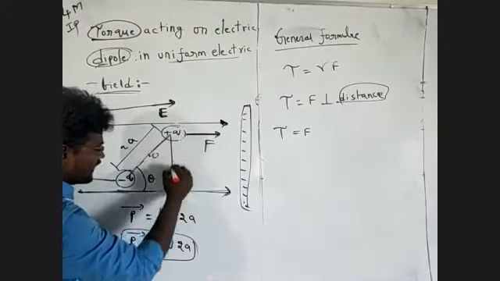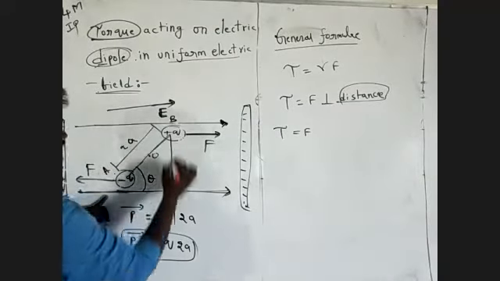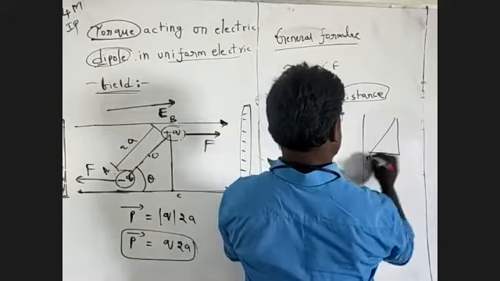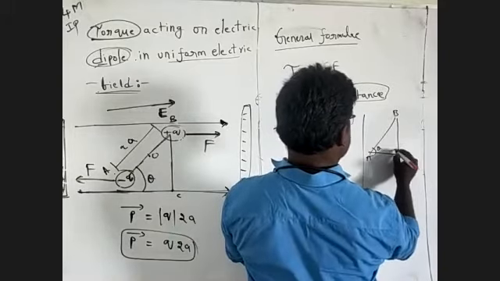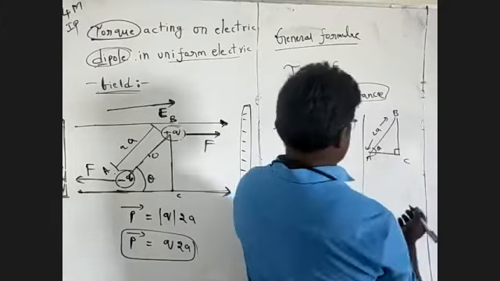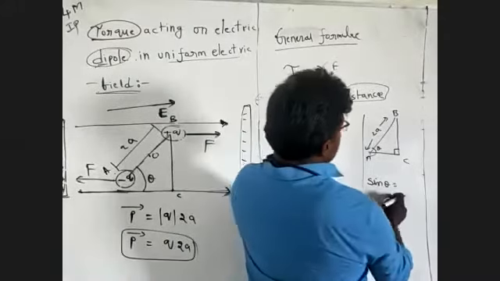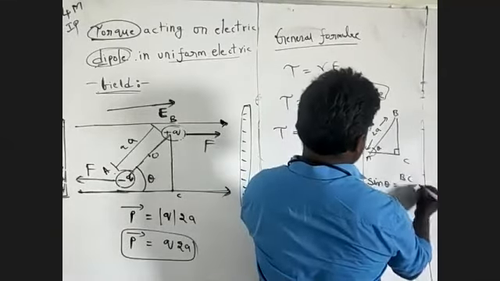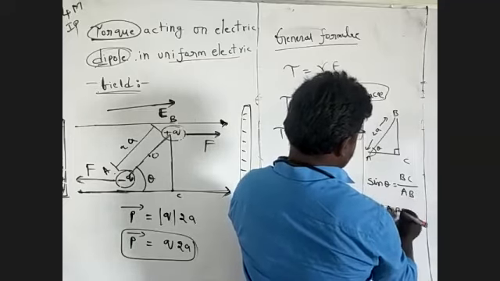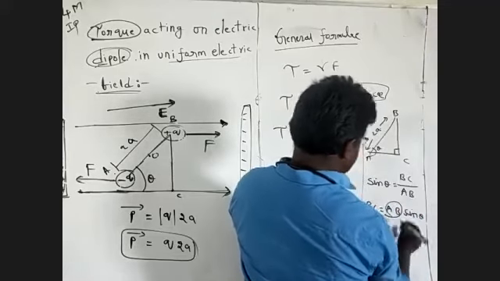I'm joining the line. This is point A, this is point B, this is point C. I'm taking points A and B. Now the angle theta here is 90 degrees. The distance between them is 2A. Now sin theta is equal to opposite over hypotenuse, which is BC by AB. I want the opposite side BC, which is AB into sin theta. So BC is equal to AB, which is the 2A distance, times sin theta.